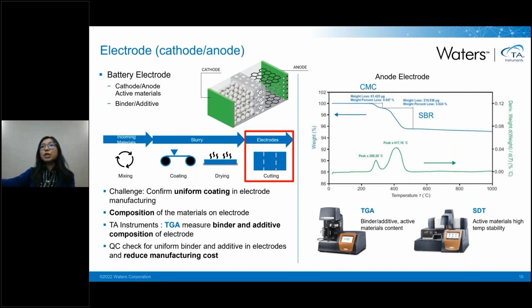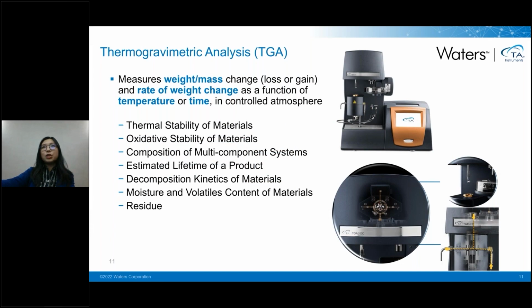Those can be done in TGA or SDT. TGA gives you both binder and additive content and active material content. With SDT, you can go up to 1500 degrees, which gives you more of an idea of the active material stability as well. To give you a little background, TGA measures weight loss or weight gain in a material as a function of time and temperature, and you can also run it under different atmospheres, pressures, or environments, such as nitrogen, argon, air, or oxygen.